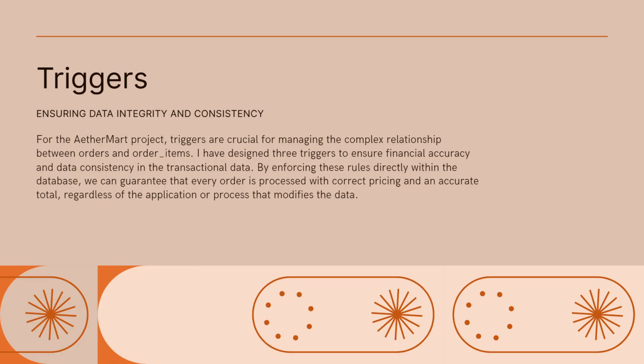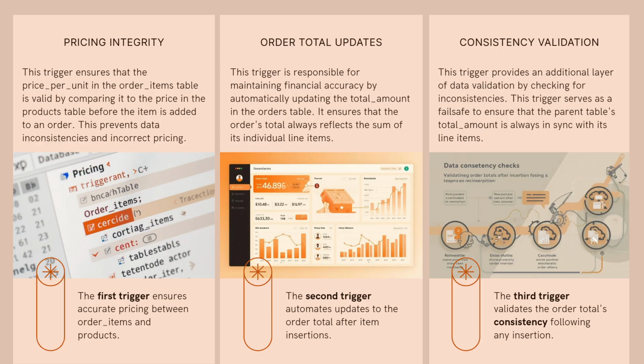So for Aethermart, triggers are crucial for managing the complex relationship between orders and order items. The triggers that I have designed will basically ensure financial accuracy and data consistency in the transactional data. So I can say that by enforcing these triggers, we can guarantee that every order is processed with correct pricing and accurate total pricing, regardless of the application or process that modifies the data. So there are these three triggers that I have implemented. I'll begin with the very first trigger that ensures the pricing integrity.